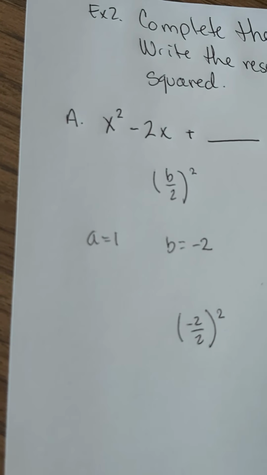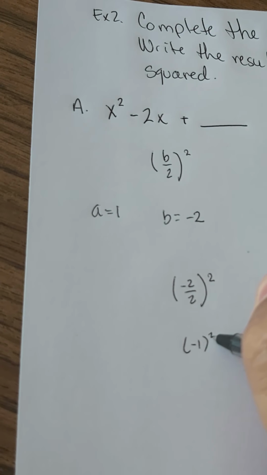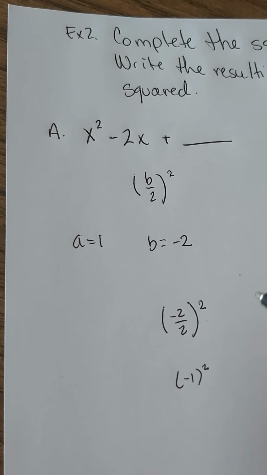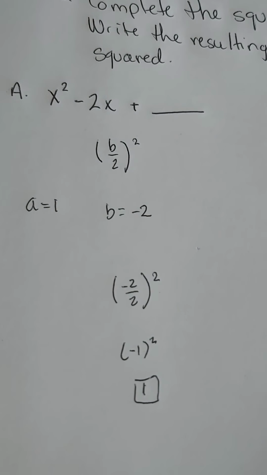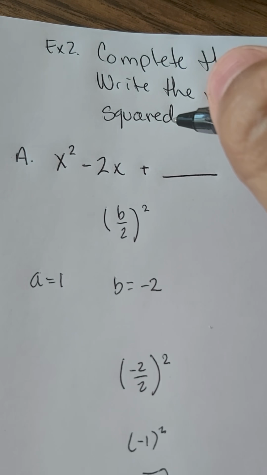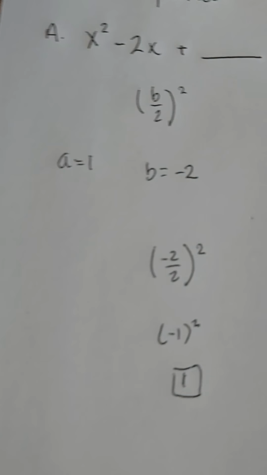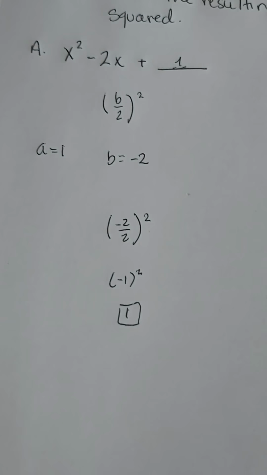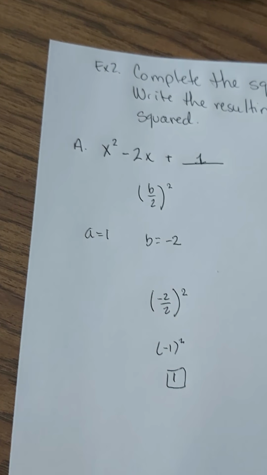Half of negative 2 squared. Half of negative 2, negative 1 squared. Negative 1 squared, 1. Okay, so x squared minus 2x plus 1. And there we completed the square.